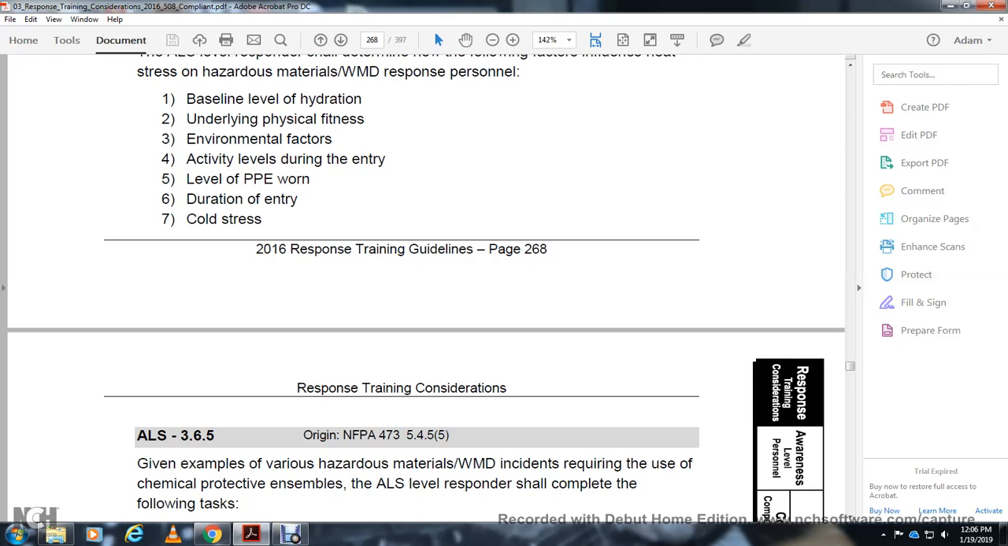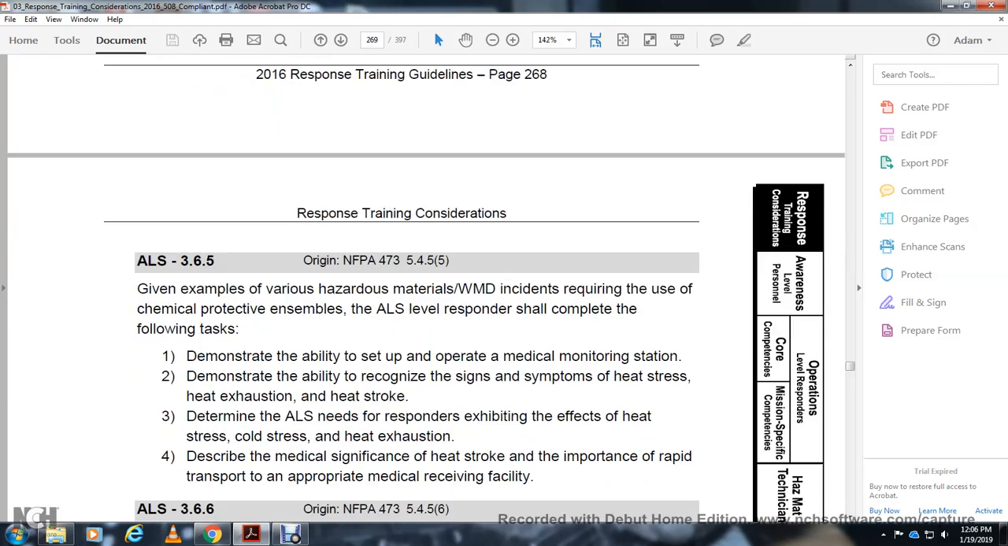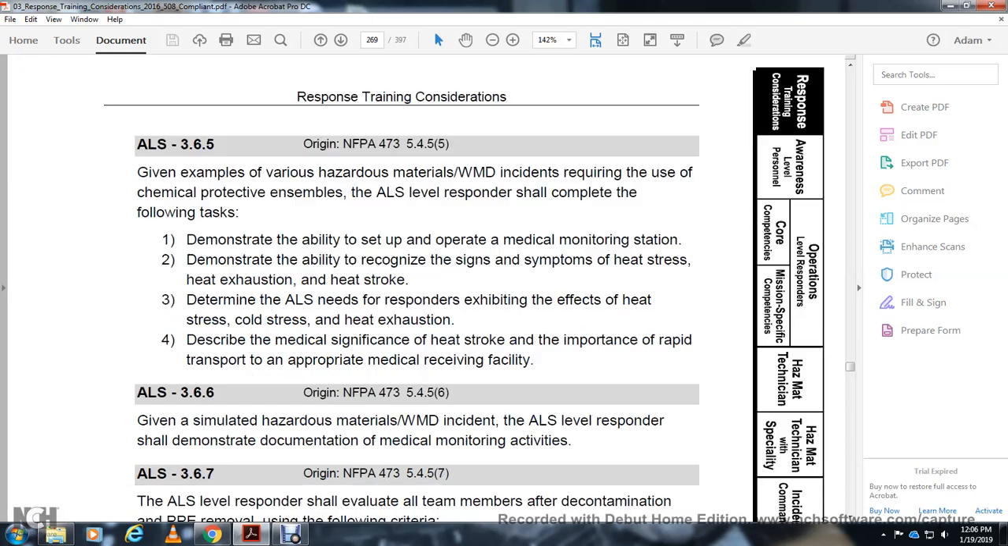Give an example of the various heat stresses of a weapons of mass destruction incident requiring the use of chemical protective clothing. Advanced life support level responders complete the following tasks: demonstrate the ability to set up the operation of the medical monitoring station; demonstrate the ability to recognize incidents and symptoms of heat stress, heat exhaustion, and heat stroke; determine the advanced life support needs of a responder exhibiting the effects of heat stroke, cold stress, or heat exhaustion; and describe the medical significance of heat stroke and the importance of rapid transport to an appropriate medical receiving facility.